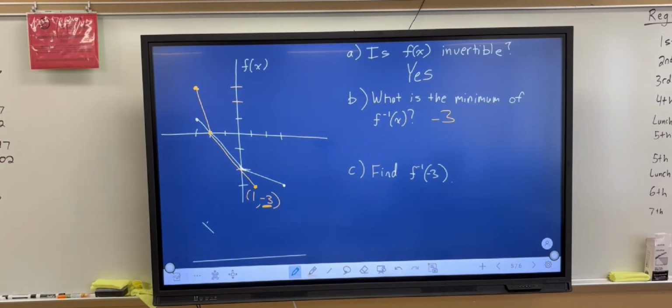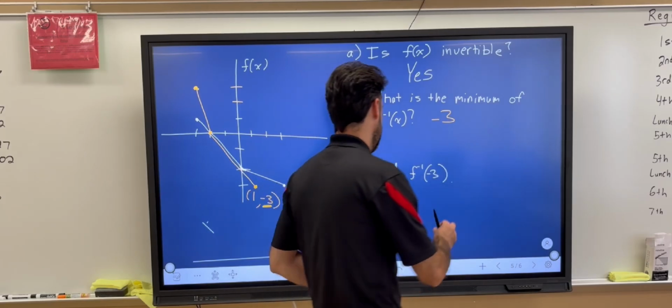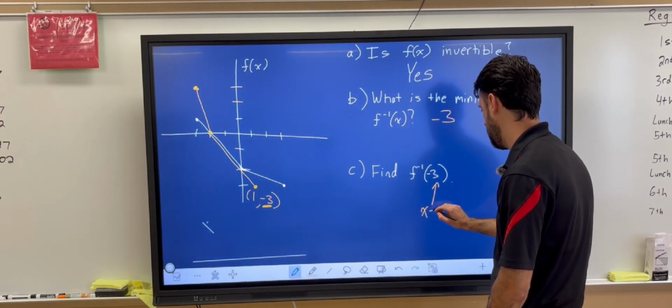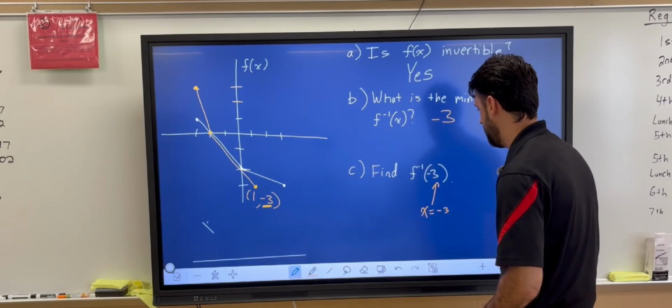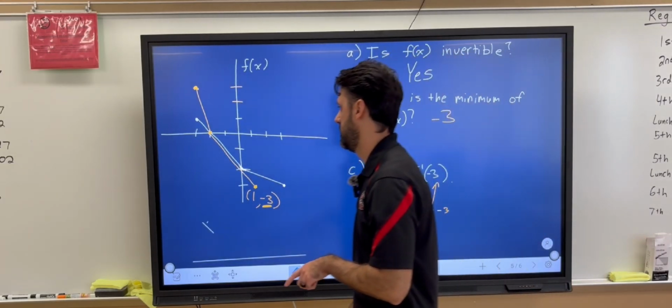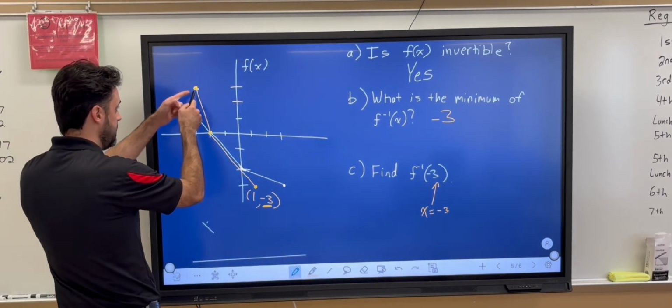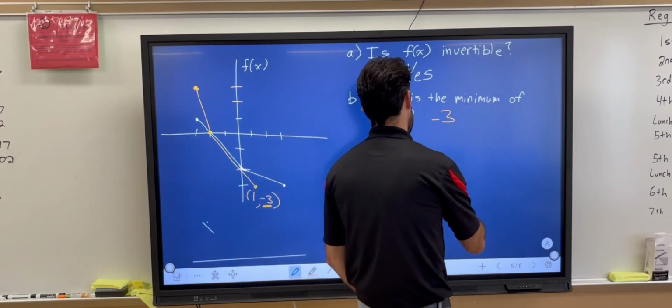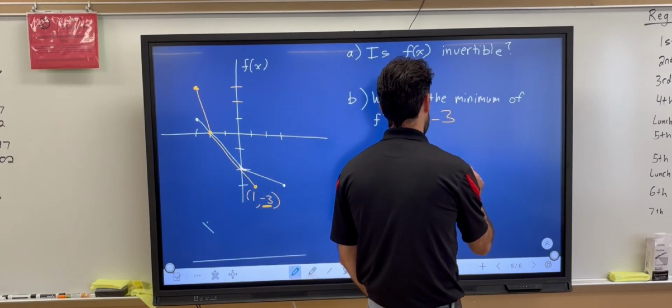All right, lastly, find f inverse of negative 3. So that's on the inverse graph. This would be our new x coordinate, right? Our new x coordinate, negative 3. This is just asking for the y coordinate on the inverse function. So when x is negative 3 on the inverse function, our y coordinate is just positive 3. So that's what f inverse of negative 3 is going to equal here.